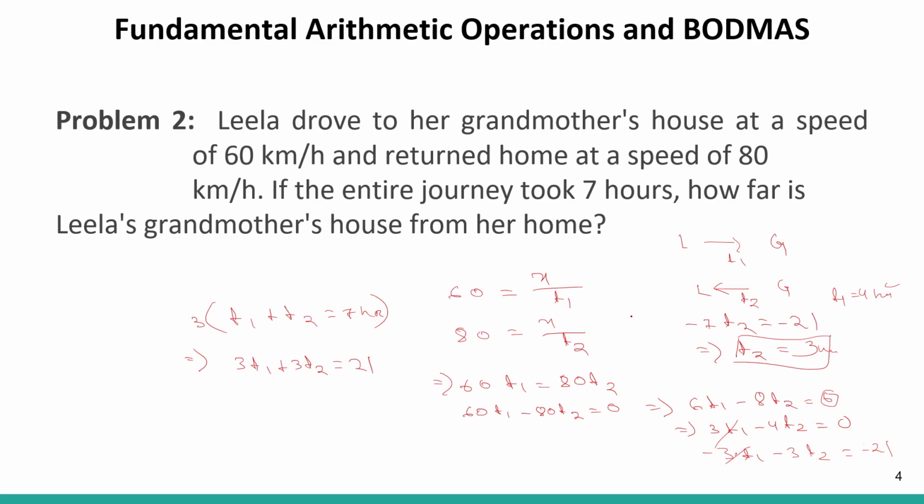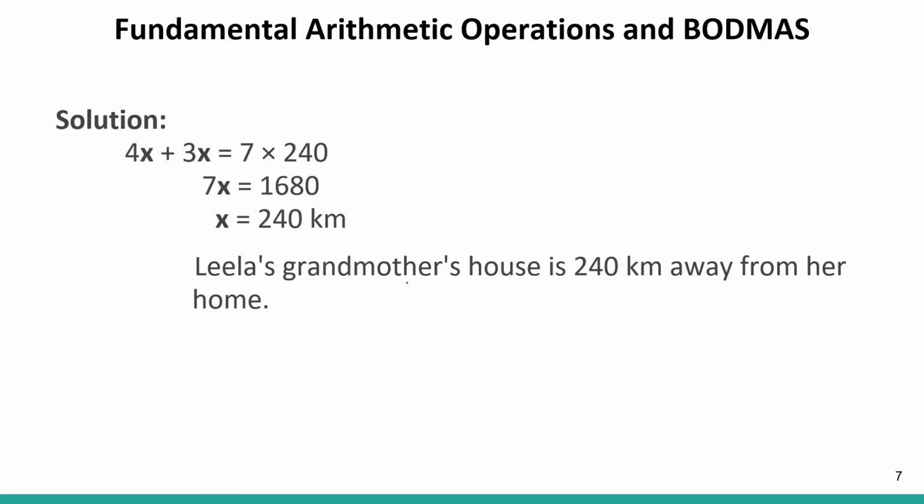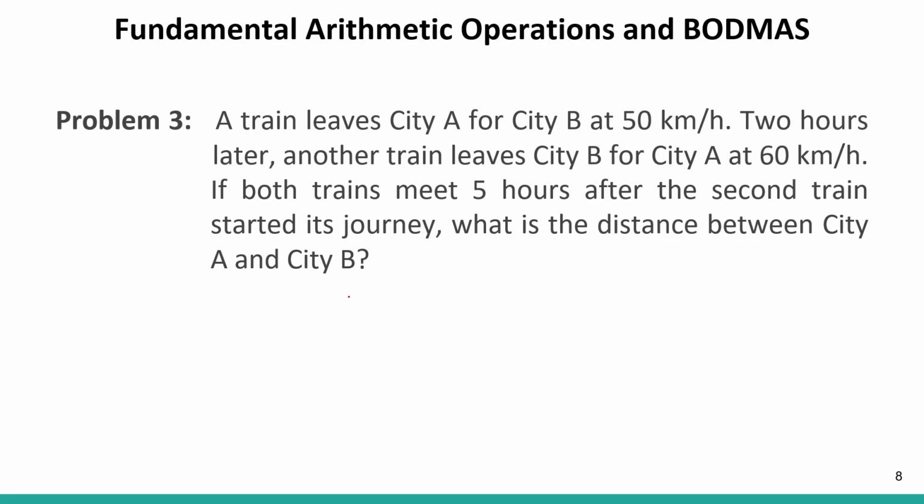Now we can see how far Leela's grandmother's house is from her home. We know that 60 is equal to x by t1, and t1 is equal to 4, so x by 4. This implies that x is equal to 240 kilometers. So her grandma's house was 240 kilometers away from her home. Let's get into the solution. So here you can see it was 240 kilometers from her home. Let's jump into problem number 3.